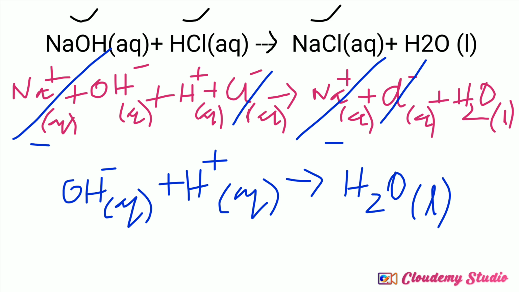Now we have got the ionic equation for the reaction of sodium hydroxide with hydrochloric acid to form sodium chloride and water. The ionic equation is OH minus aqueous plus H plus aqueous gives H2O liquid.